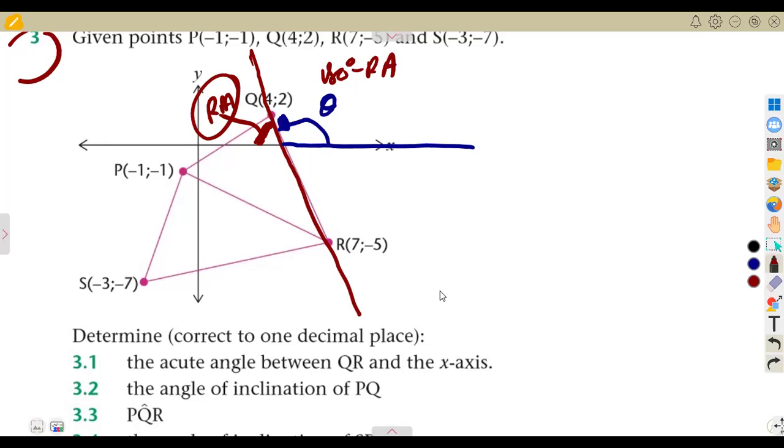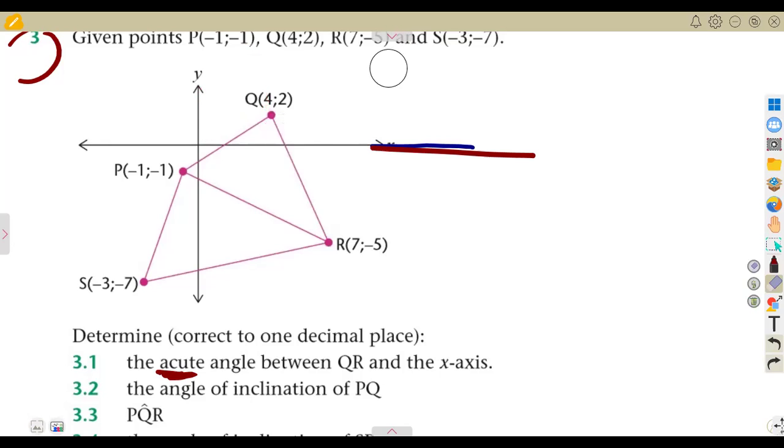Theta is the angle of inclination. But this acute angle they are talking about is not the angle of inclination. According to QR, this is the acute angle, the side where the acute angle is. And that is not, because I said the angle of inclination is between the line and the right side of the x-axis. And the angle formed between the line and the right side of the x-axis is not an acute angle, this one. All right, we talked about these types of lines with the negative gradient. And still, I think you still remember that.